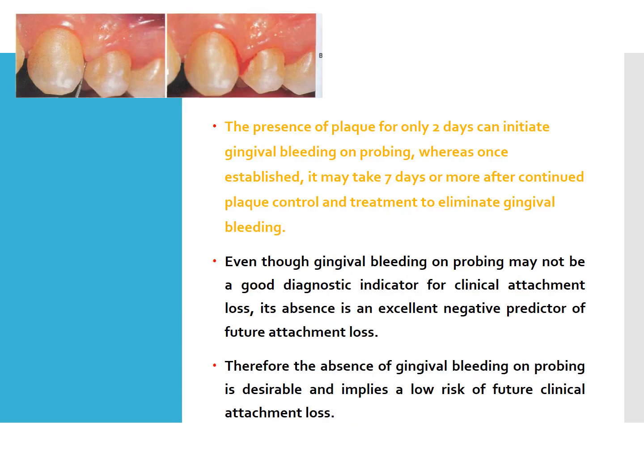Even the presence of plaque for only 2 days can initiate bleeding on probing, whereas once it is established, it needs more advanced, continued plaque control treatment to eliminate the gingival bleeding. Even though gingival bleeding on probing may not be a good diagnostic indicator for clinical attachment loss, its absence is an excellent negative predictor of future attachment loss. Why? Because gingival bleeding on probing indicates periodontal disease activity, so its absence is an excellent predictor of future stability. Therefore, the absence of gingival bleeding is desirable and implies a lower risk of future clinical attachment loss.